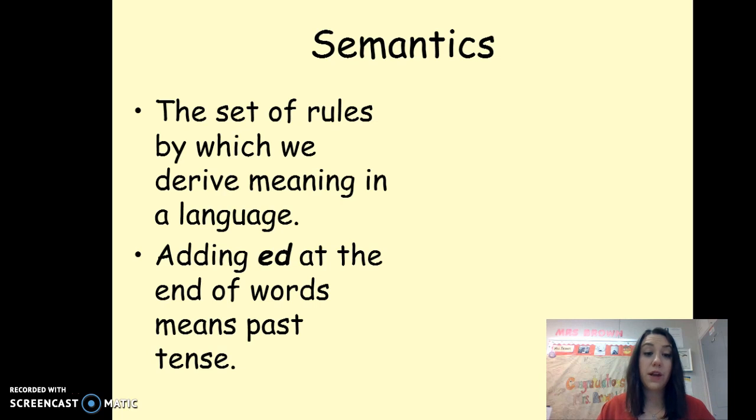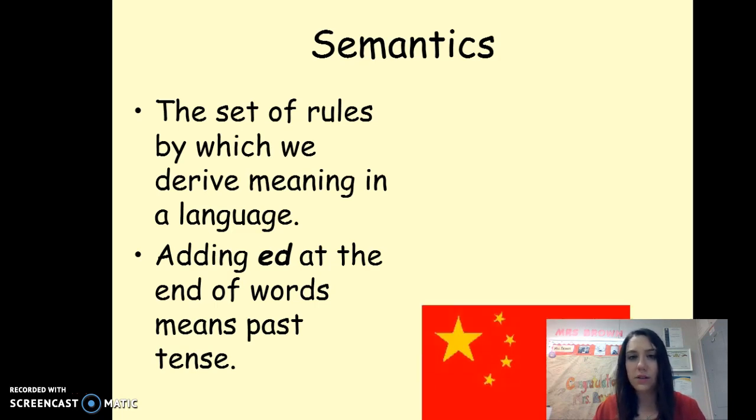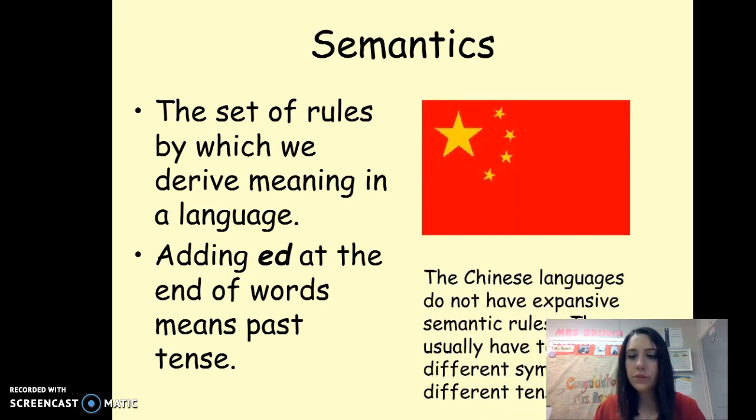When you look at semantic memory, you have to go back and look at declarative, explicit memory and break that whole thing down. So just keep all these things straight for you. Here's an example. If you add ed at the end of the words, it means past tense. So these are just rules that we have in our language, and each language kind of has its own rules that help us to understand the meaning within that language. The Chinese languages do not have expansive semantic rules. They usually have totally different symbols for different tenses. So Chinese, good for you, because that is some difficult stuff.